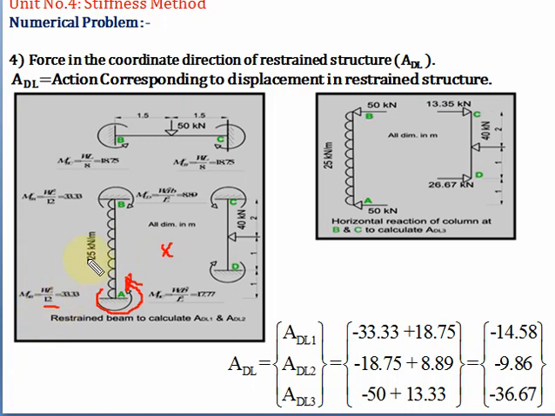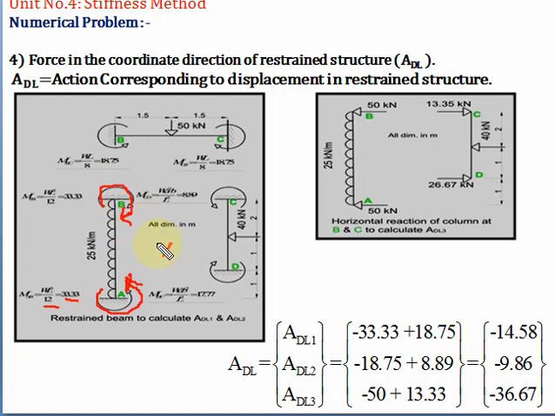What is the value of W? 25. What is the value of L? L is 4, the length of the member is 4. So 25 into 4 square by 12, the value is 33.33. Now the fixed moment in member BA. It is acting in this way. Fixed moments are there to balance the load.